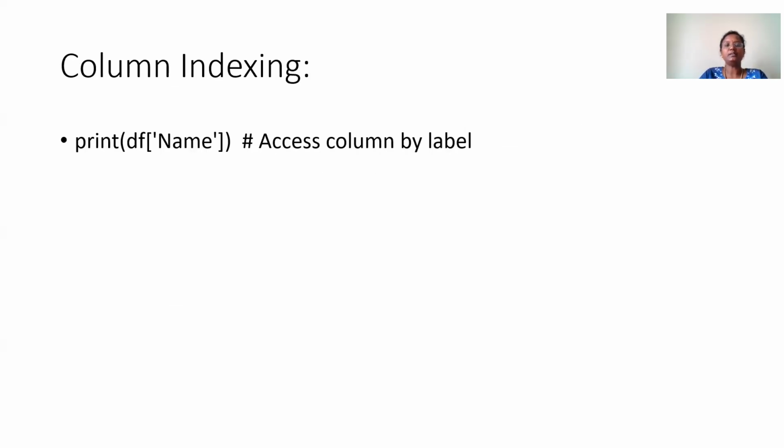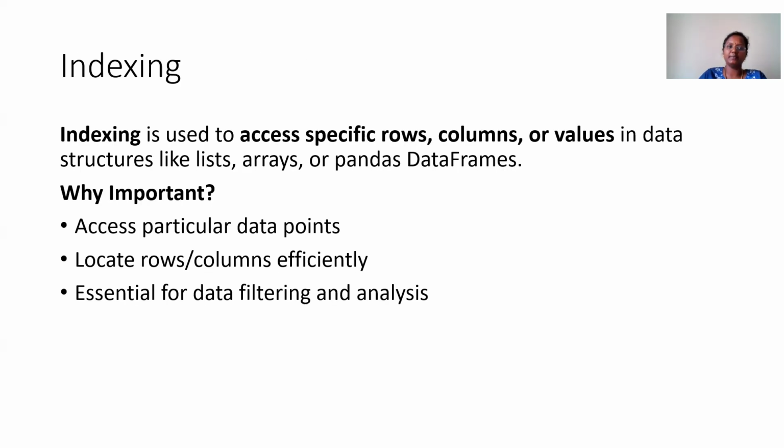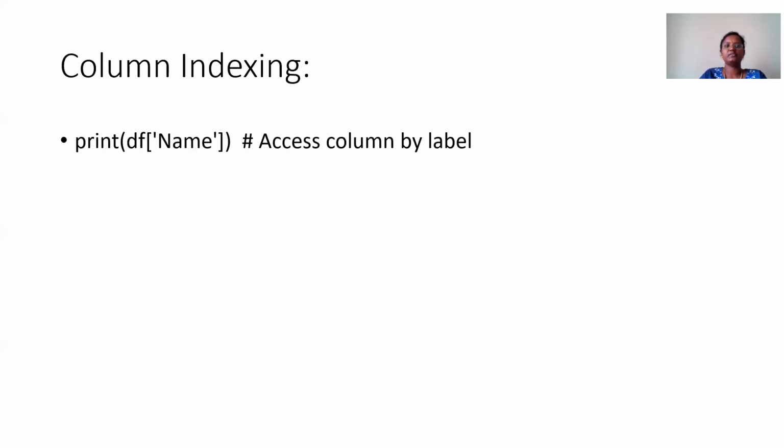Next is column indexing. We have different types of indexing methods: row indexing, column indexing, value indexing. Here we can see column indexing. What is a column? We will have data in Excel, where we have rows and columns. Rows are horizontal, and the vertical data is represented as columns. So here you can see how to index a column value.